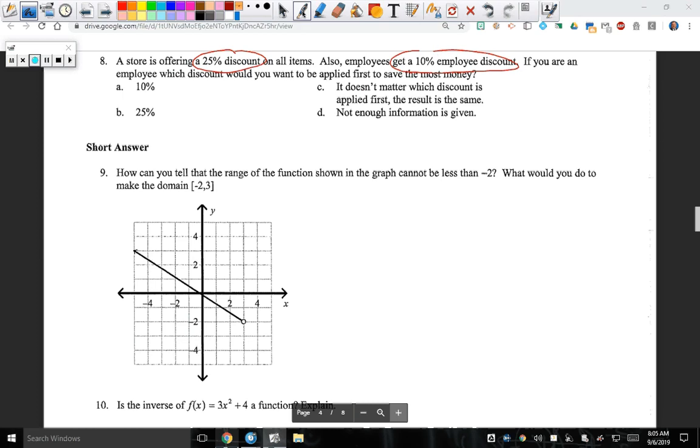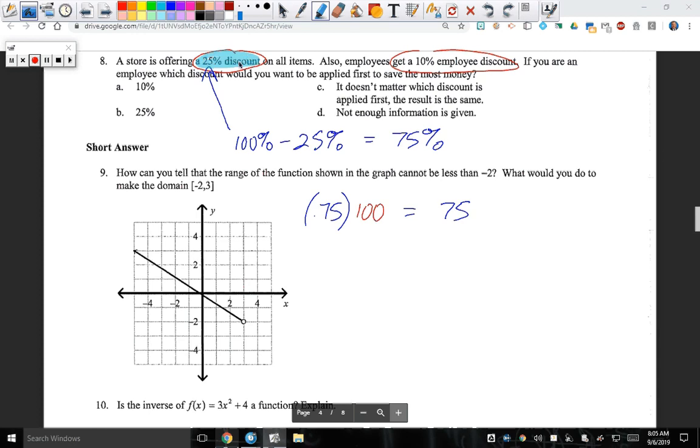Well, here's the thing. Let's say I have something that costs $100 and I'm getting a 25% discount. That means normally I'm expected to pay 100% of whatever the total price is. But if they're taking 25% off, what I'm expected to pay is 75%. So what I could do is multiply this 100 by 0.75, which is $75, and that's what I'm going to end up paying after this discount.